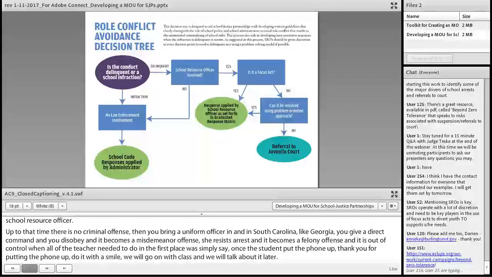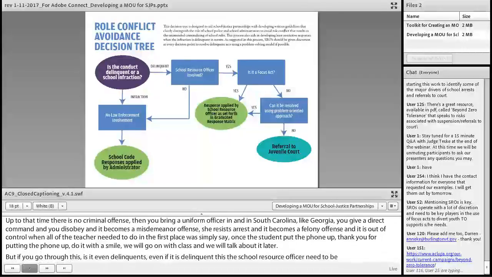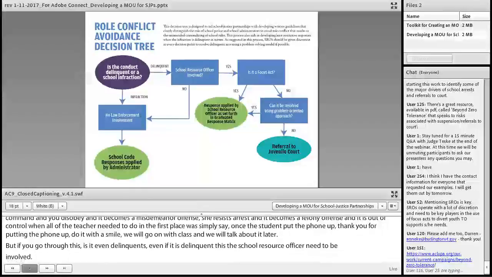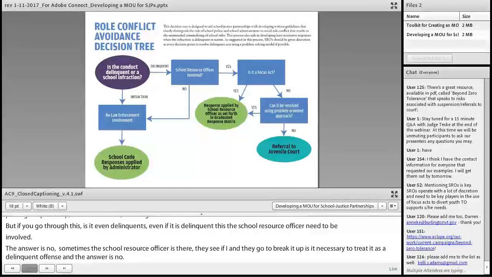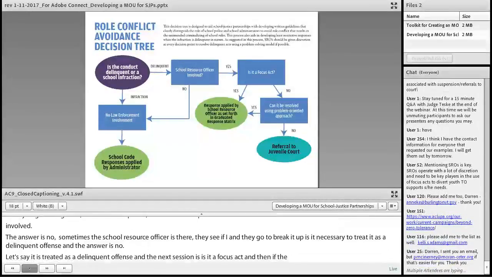Now sometimes school resource officers are there, they see it happen, a school fight. They go to break it up. Is it necessary to treat it as a delinquent offense? And the answer is no, okay? But let's say it is treated as a delinquent offense. The next question is, is it a focus act? If the answer is yes, then you go with your response system that you've decided on. If the answer is no, you still ask the question, can it be resolved using a problem-oriented approach, even if it's not a focus act, okay? If the answer is yes, look at the responses. Maybe that might handle it, okay? Otherwise, it's referred to the juvenile court. All right.